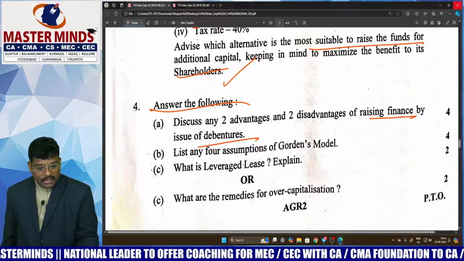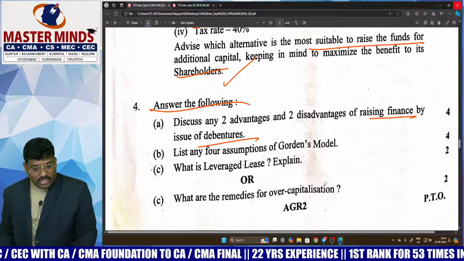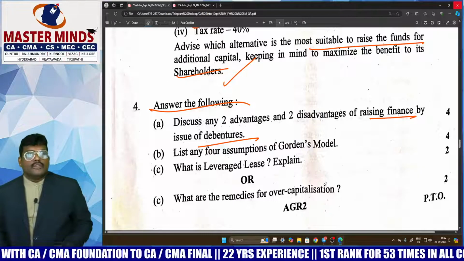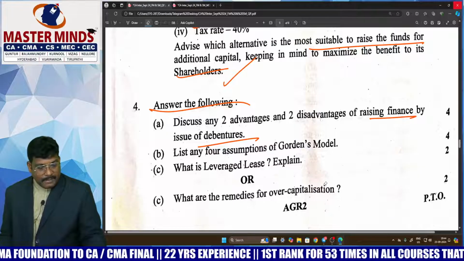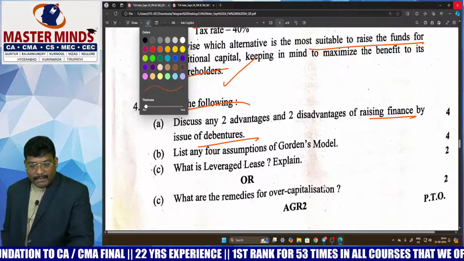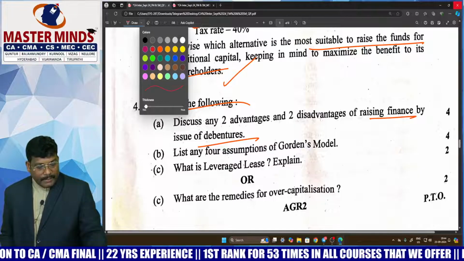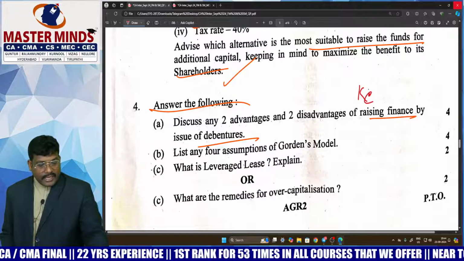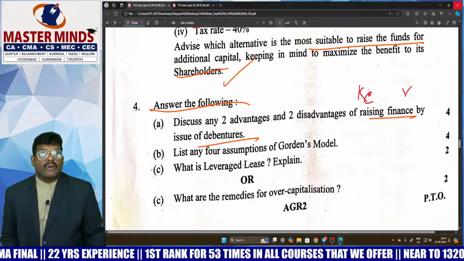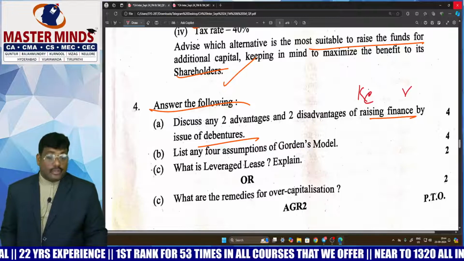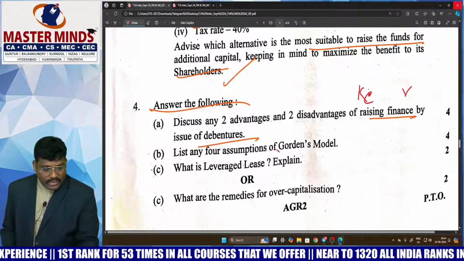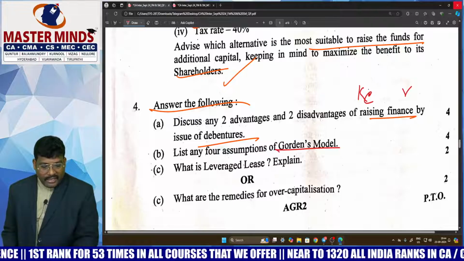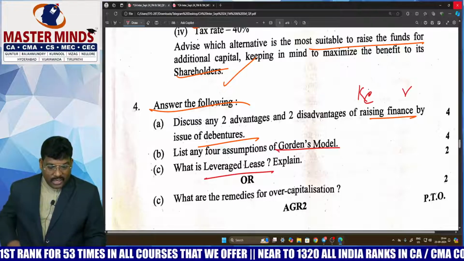Another one is assumptions of the Gordon model. The next question is assumptions of the Gordon model. So in the Gordon model the argument is DPS 1 divided by KE minus growth rate, right? So KE remains constant, R also remains constant, the guarantee of return. So growth rate is constant, rate of return on reinvestment is constant. So that is the Gordon model. Yeah, leverage release, this is covered in our material.